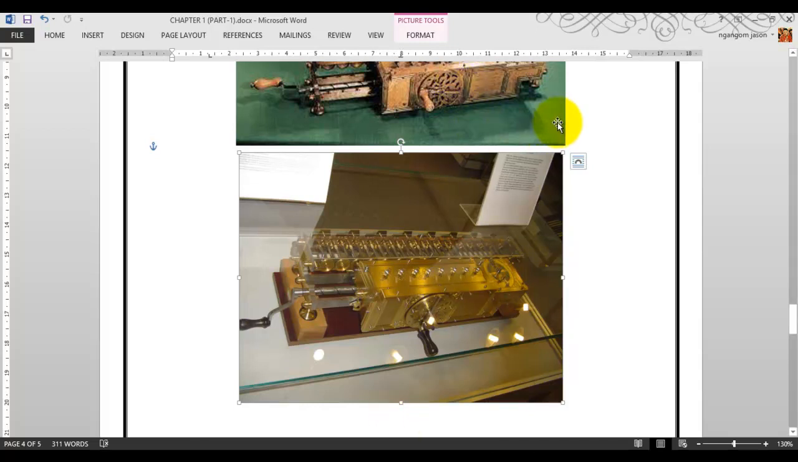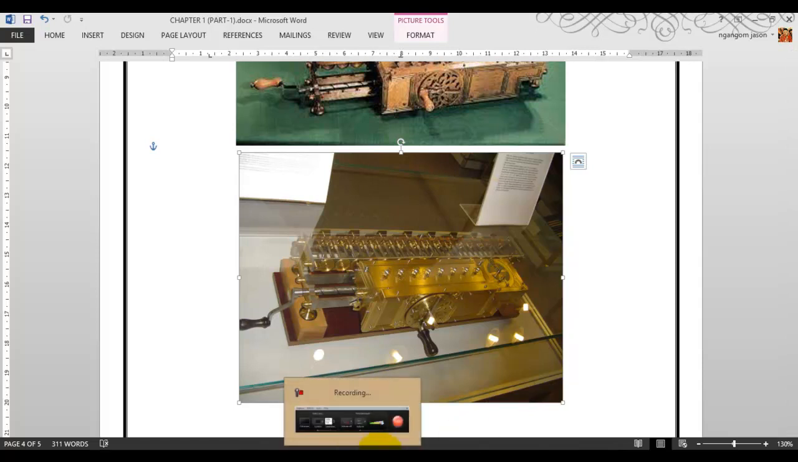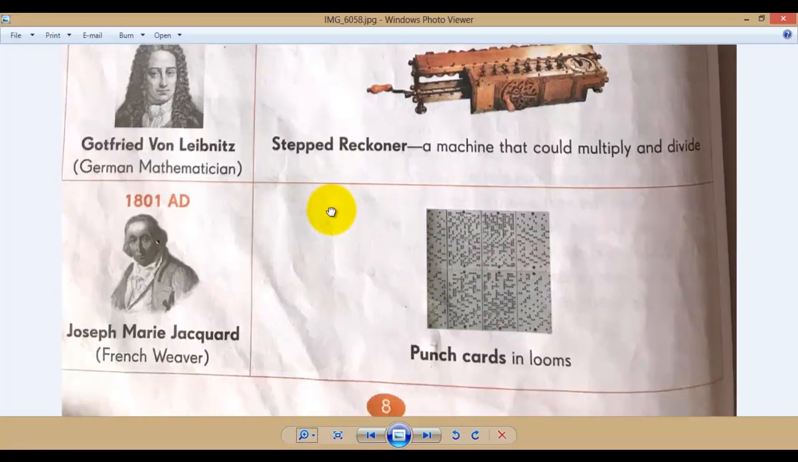So like this, many people have been creating more reliable and accurate devices than the previous devices which had been developed before. Like this, years later in 1801 AD, Joseph Marie Jacquard developed punch cards in looms. Punch card means we have to make a hole.